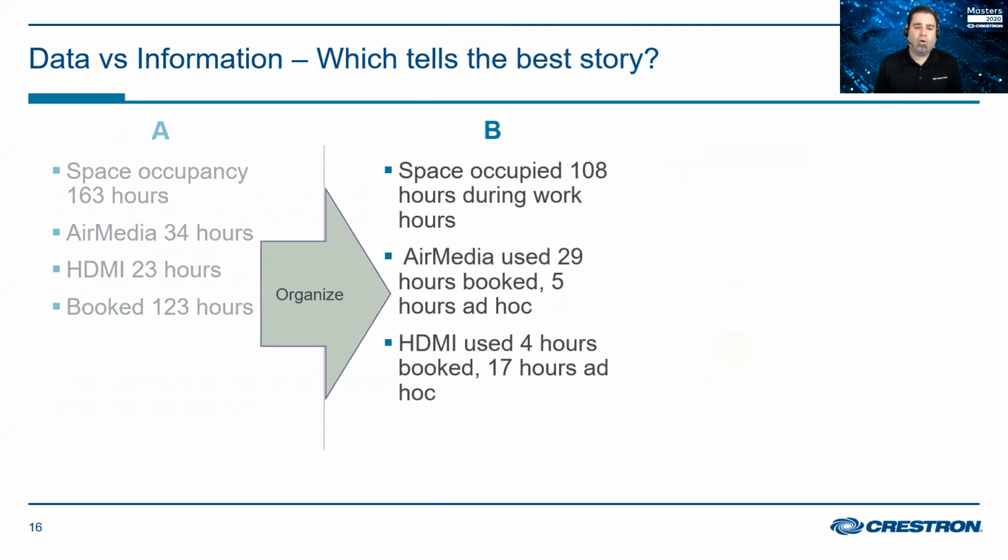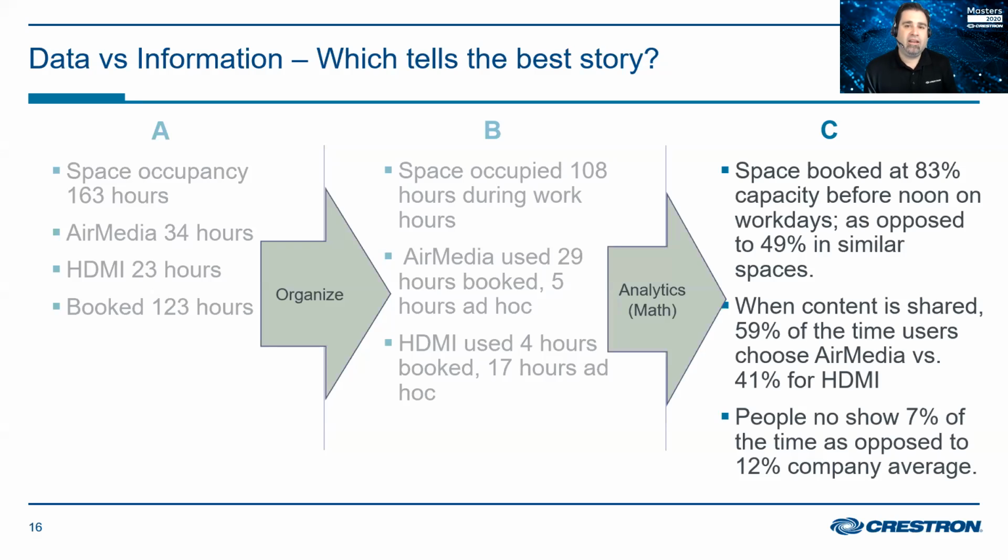Versus organizing and sorting a little bit. The space is occupied 108 hours during work hours, right? Just adding the one little bit of context helps tell the story a little bit more. The AirMedia was used for 29 hours while booked and 5 hours when people just walked in and used the space. Versus the HDMI, which is used 4 hours while booked and 17 hours ad hoc, right? So this could tell me that people who book the rooms are more apt to use AirMedia than people who don't. Maybe this is one of those half private, half public types of spaces off a lobby where it facilitates both internal employees and guest users, right? So that can help us understand the story a little bit more.